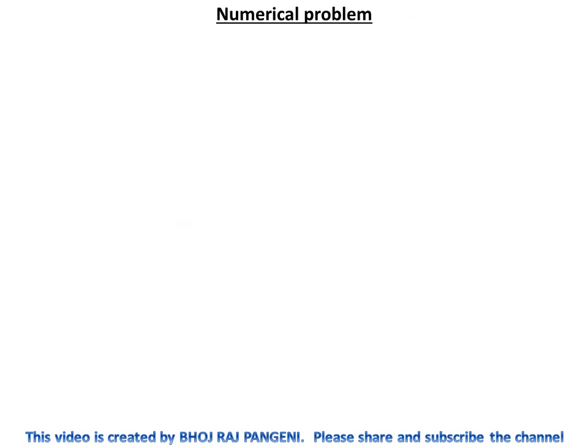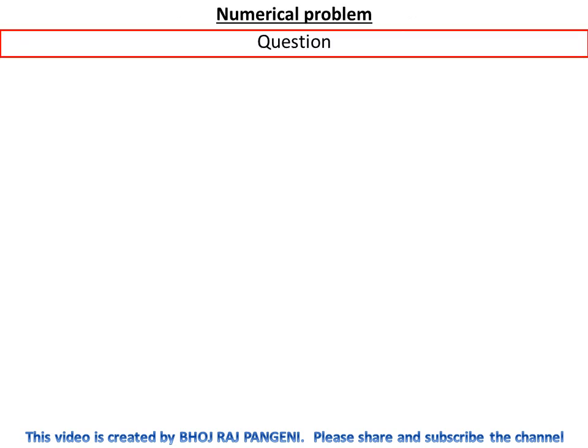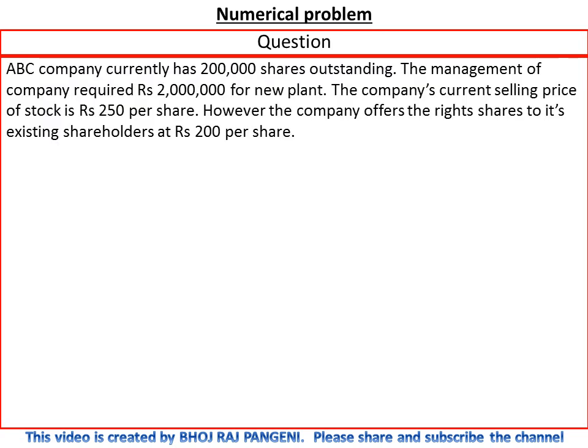Now, look at the numerical problem. There is the question. ABC company currently has 200,000 shares outstanding. This is the number of shares, not rupees, no monetary value. This is the numerical value that can be counted as a number of shares. So 200,000 shares outstanding, that is the old number of shares.